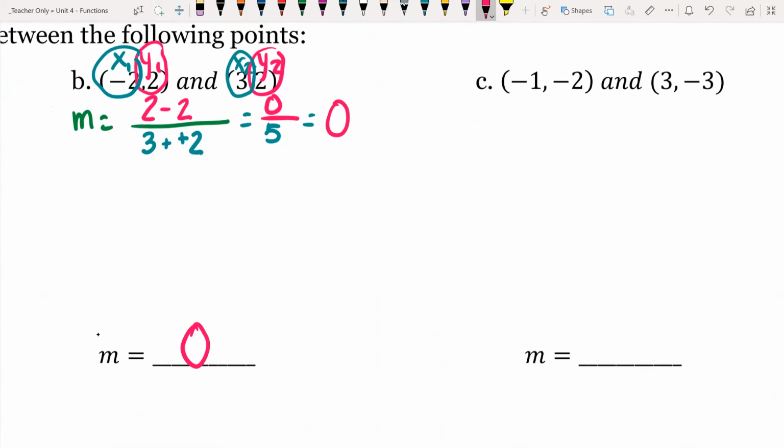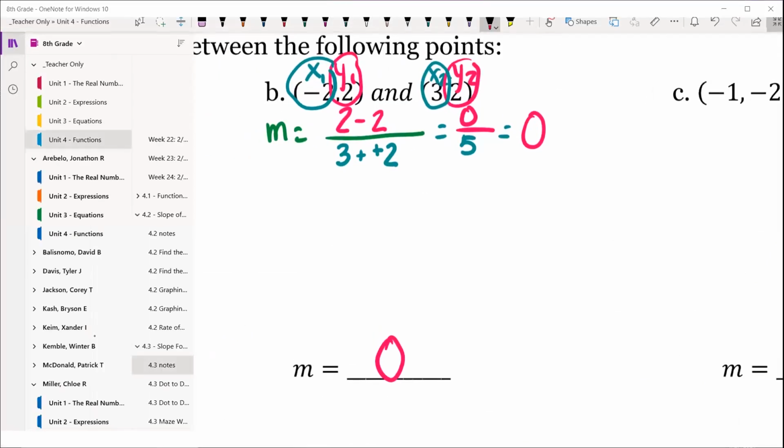Okay, I want you to pause and try letter C on your own.